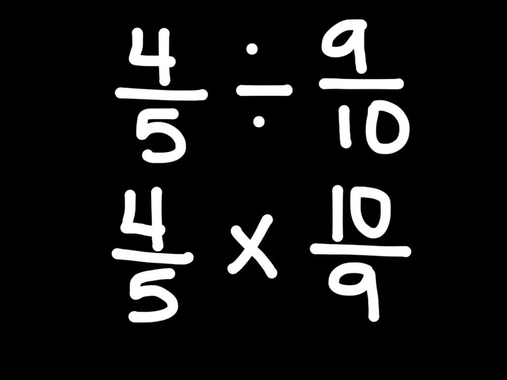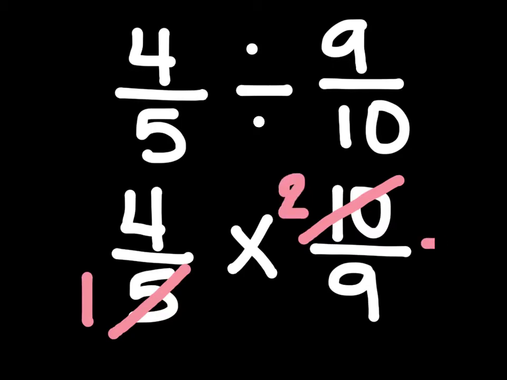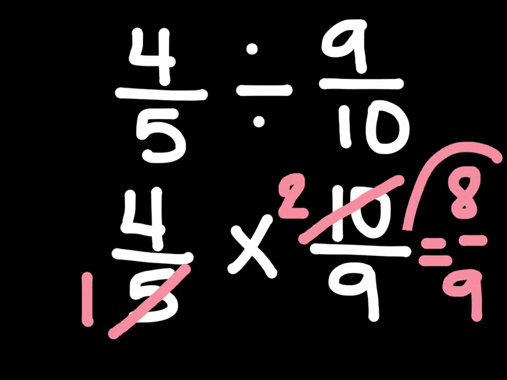You look for numbers on the top and bottom that you can cross-cancel or simplify. You can do that with 5 and 10. You can divide those both by 5, so that leaves you with 1 and 2. And then you multiply across the top. 4 times 2 is 8. 1 times 9 is 9. So your final answer is 8 ninths.